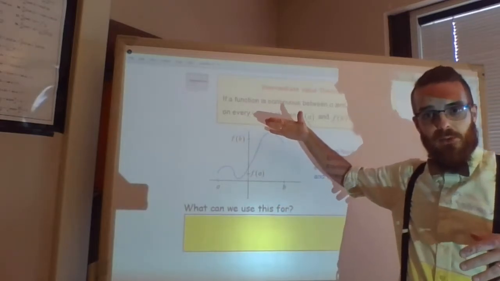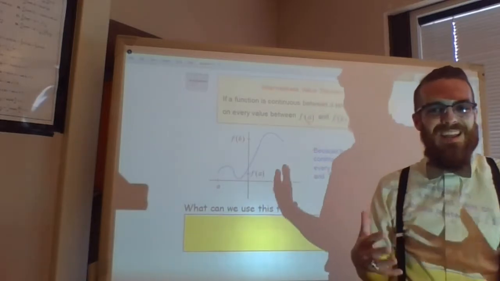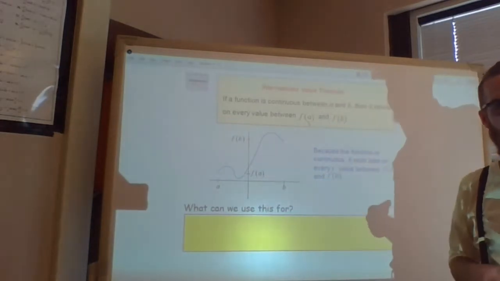You might go outside of the boundaries. You're not guaranteed to go outside of the boundaries, but you are guaranteed to hit every height between f of a and f of b. And there's a picture to show it for you.